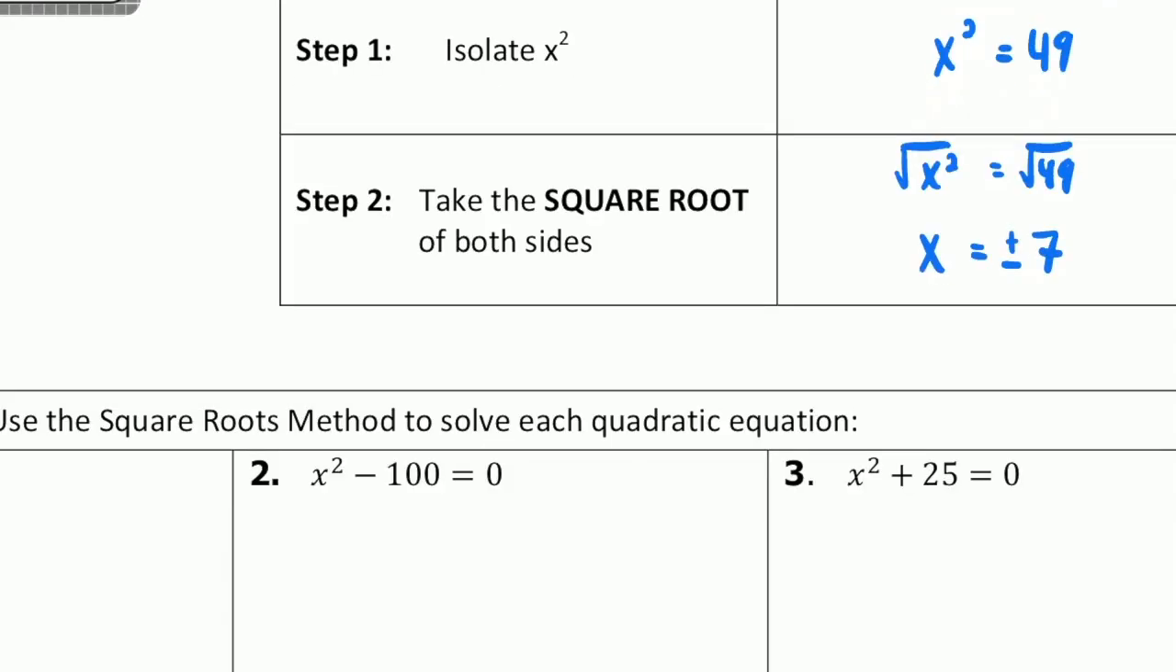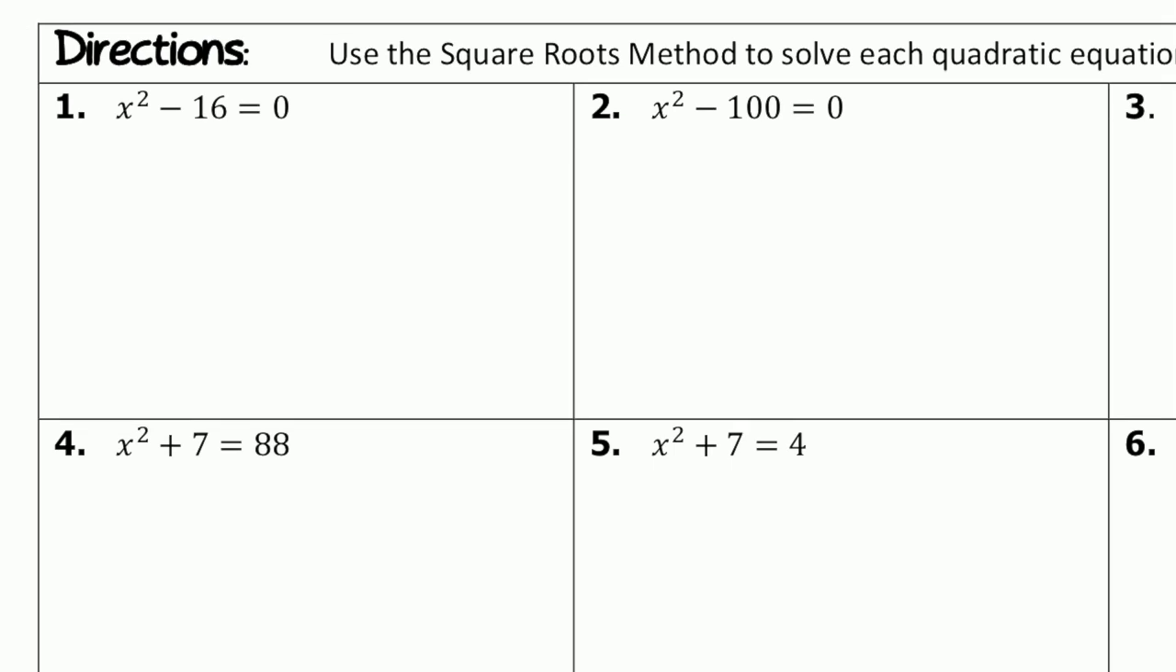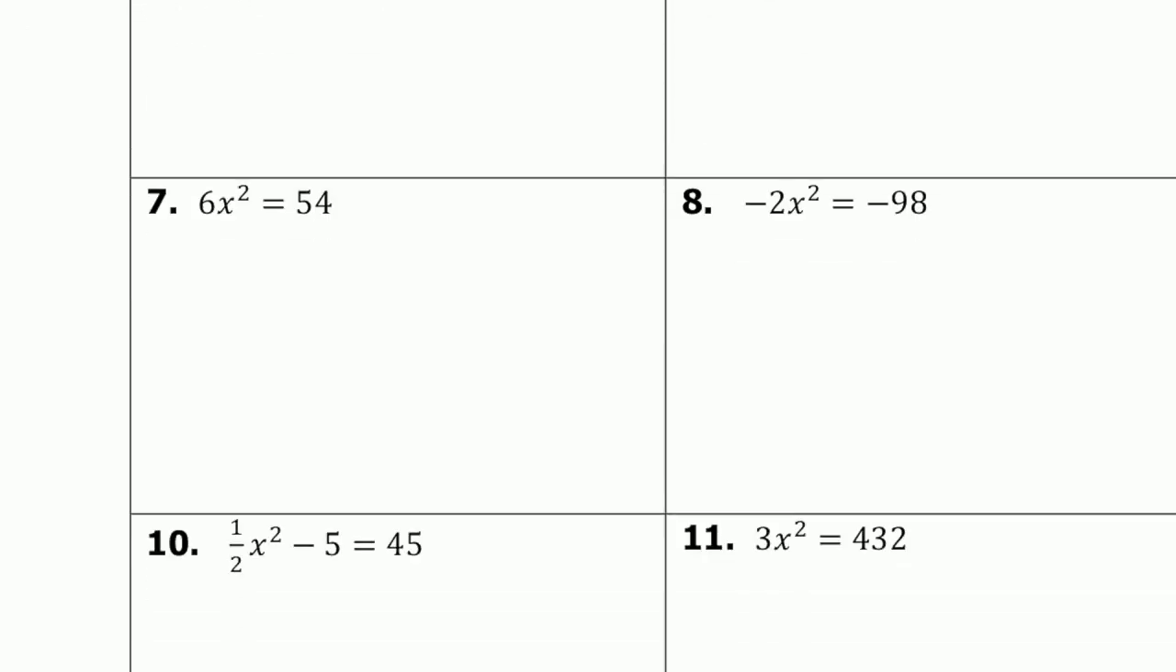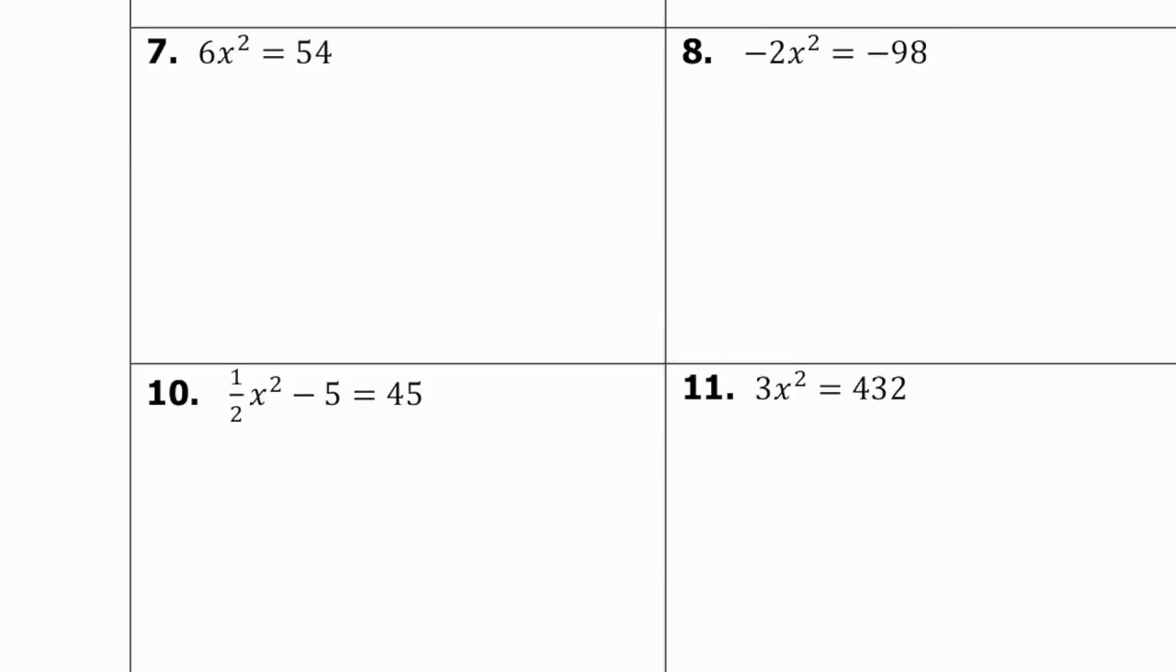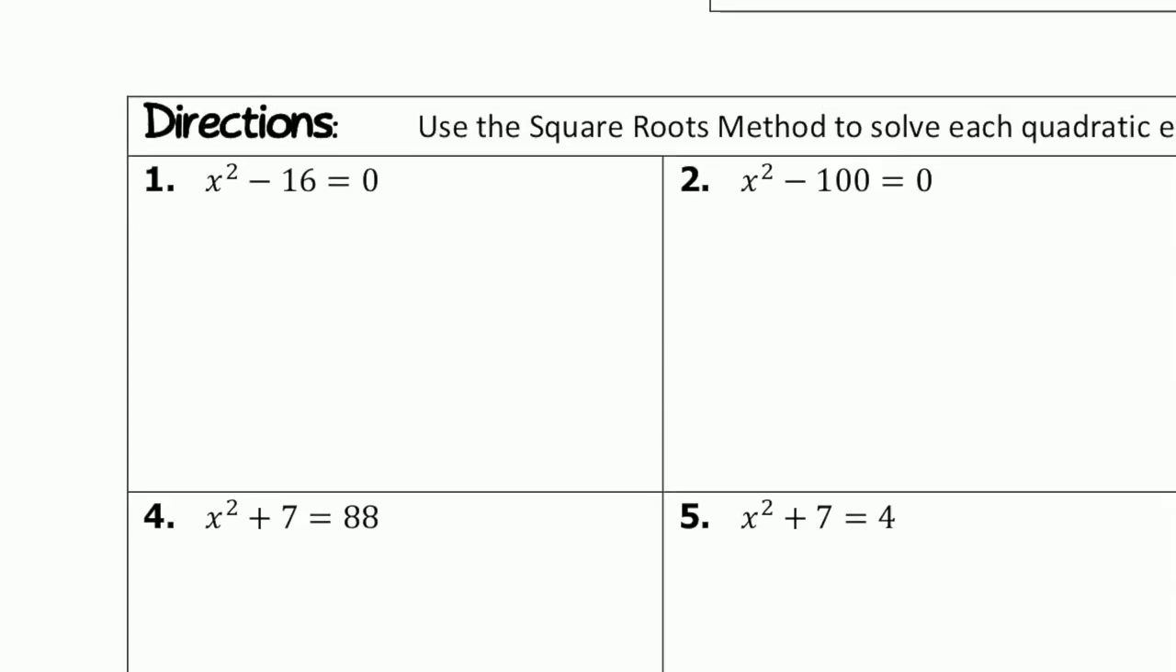So if I look at some examples below here, we're going to do 1, 4, 7, and 10. So like number 1, that's just like the example. I have x squared minus 16 is equal to 0. First step is to add 16 to both sides. So then I will get x squared is equal to a positive 16.